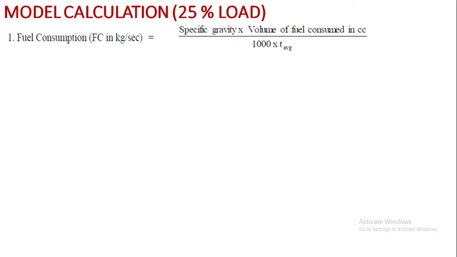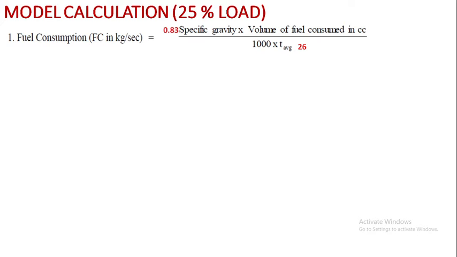25% load, that is what we are going to do. Then fuel consumption FC in kilogram per second, and for this we need the specific gravity of fuel. What is the specific gravity? It is 0.83, as per the observation of specific gravity of diesel. Volume of fuel consumed in cc, I told in the observation that for that particular reading we used 5 cc, that's why it is 5.